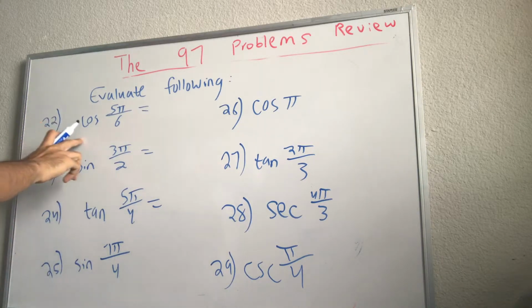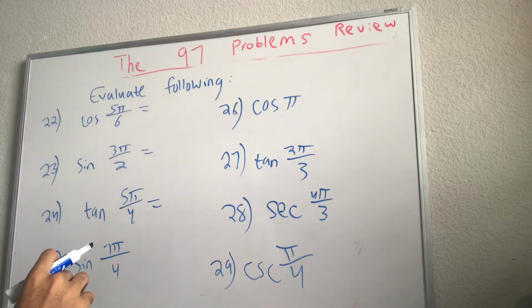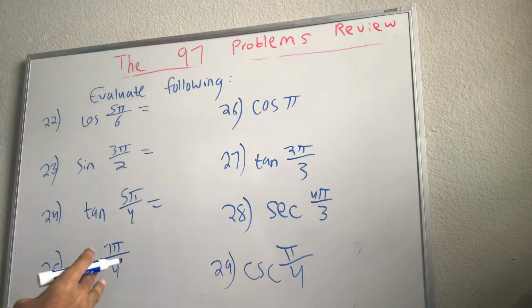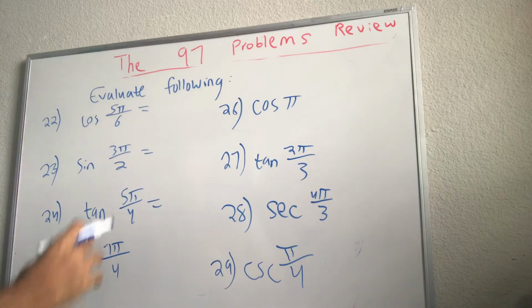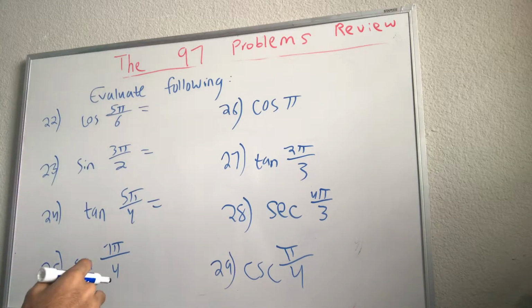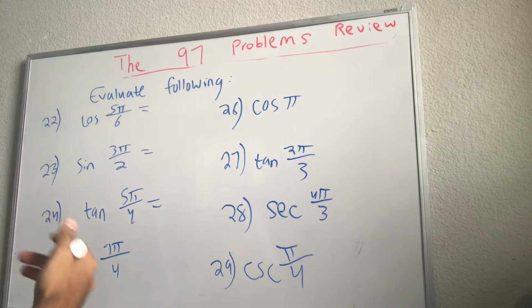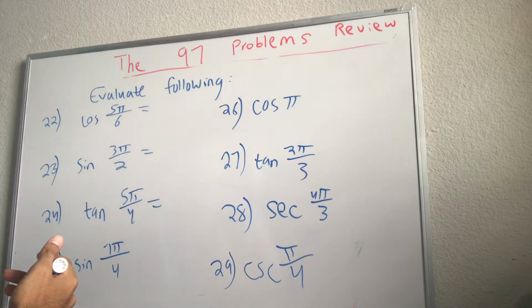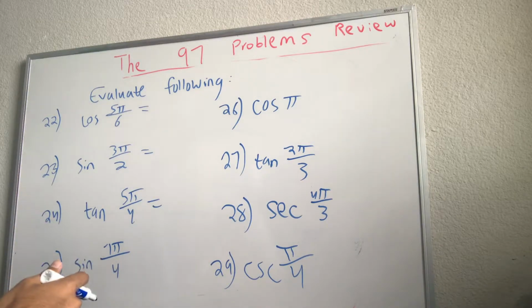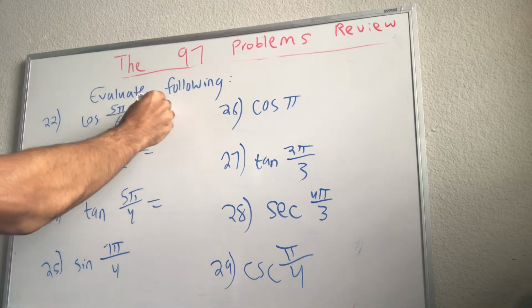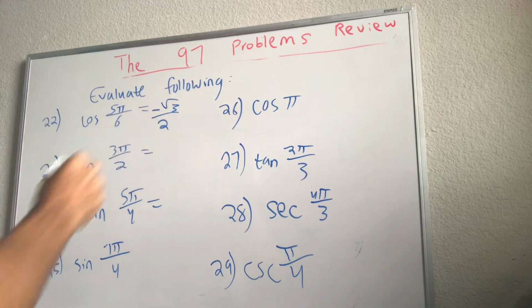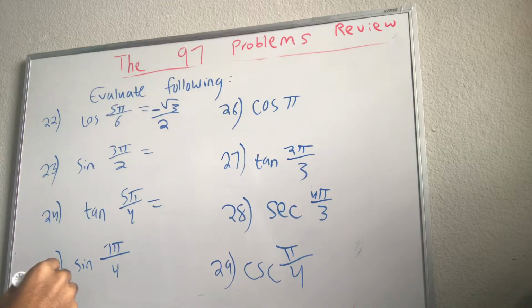So let's look at the first one, cosine of 5 pi over 6. We know that this is in quadrant number 2, and the reference angle is pi over 6. Cosine of pi over 6 is root 3 over 2. However, this is in the second quadrant, where it's all students take calculus. Therefore, you will have negative root 3 over 2 because cosine in the second quadrant is negative.